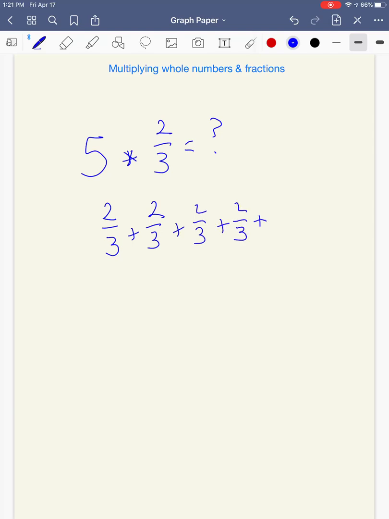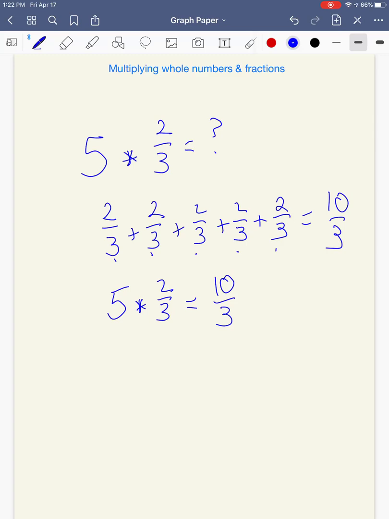Good reminder of why we come up with multiplication. I don't have to do this every single time. But I have the same denominator. I've got the same size piece every single time. So I can, thankfully, just total them up, count them up. So 2, 4, 6, 8, 10. So that is 10/3, which looks like what kind of fraction? Yes, that is an improper fraction. So 5 times 2/3 gives us 10/3. Again, did your pattern work?